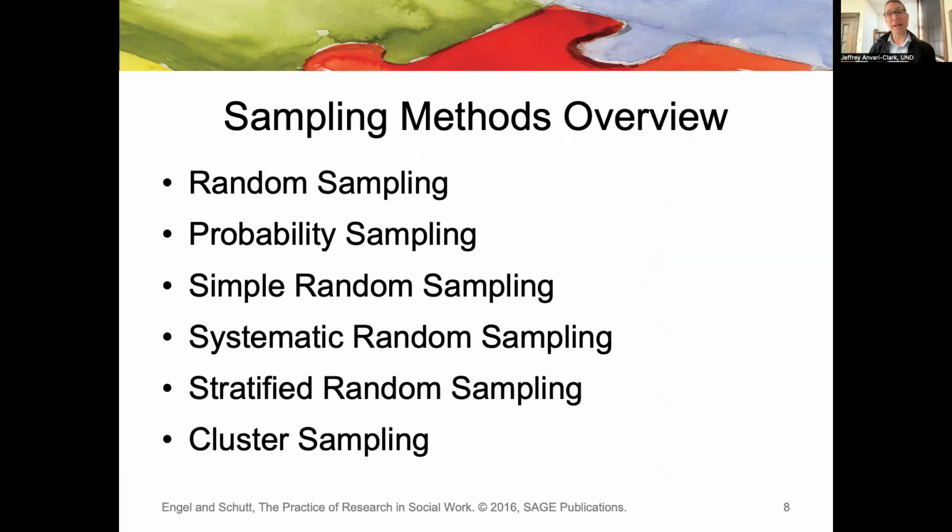How much time do you have? How much money do you have? Those are very practical components that can sometimes override your best laid approaches. So here we've got a big list: random, probability, simple random, systematic random, stratified random, cluster. These are all different types of sampling, so we'll explore each of these in turn.